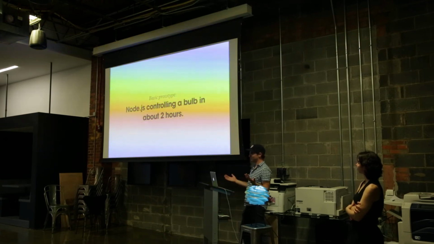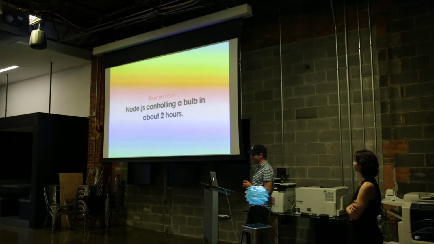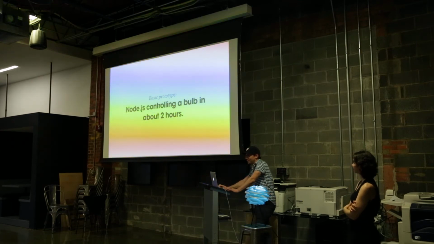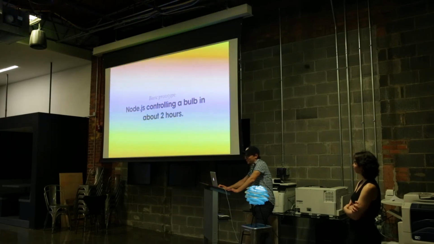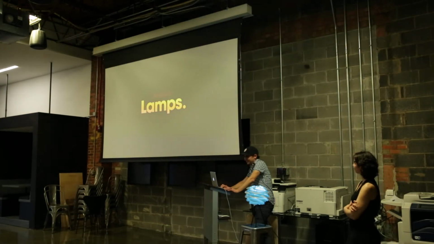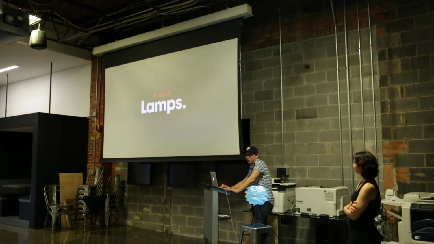Cool, so we ordered a light bulb, they were on Amazon, that was easy. And then the first thing, the fun thing we always do is prototyping. So prototyping is, can this thing do what I think it can do? In about 2 hours, we had a Node.js script controlling the light bulb to change colors. We're like, okay, that was way easier than we thought.